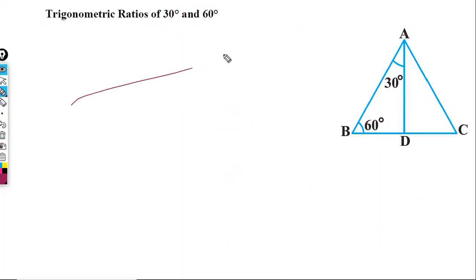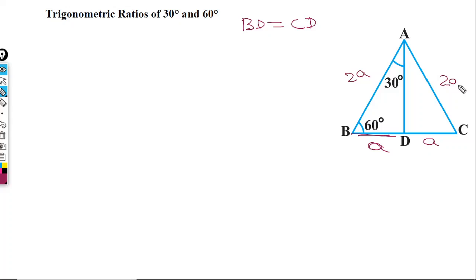Now we will assume that BD is A. If BD is A, CD will also be A. And what will be the length of AB? AB will be 2A. What will be the length of AC? 2A. So BD equal to CD equal to A, and AB equal to 2A. Now we have to find the length of AD.